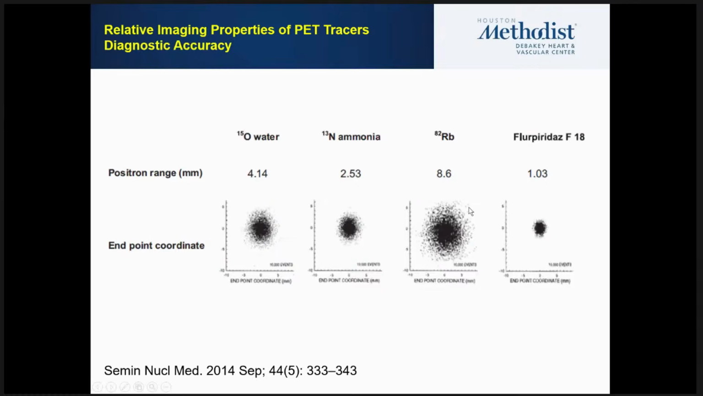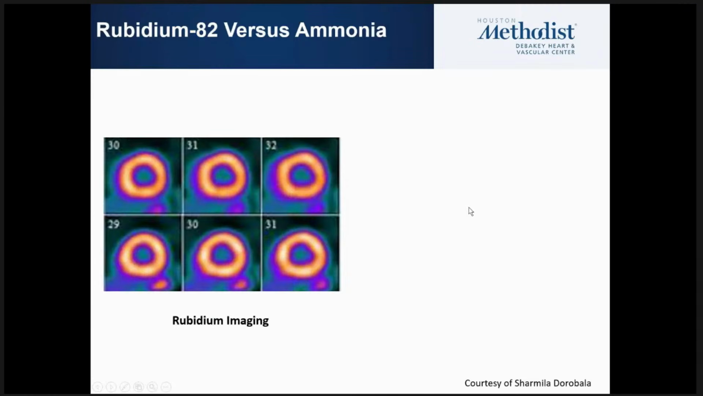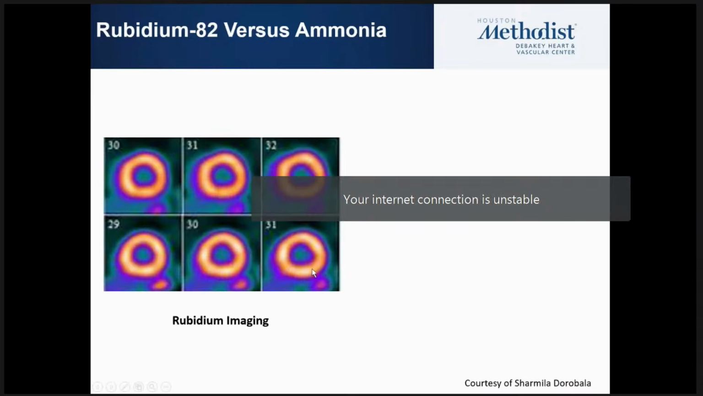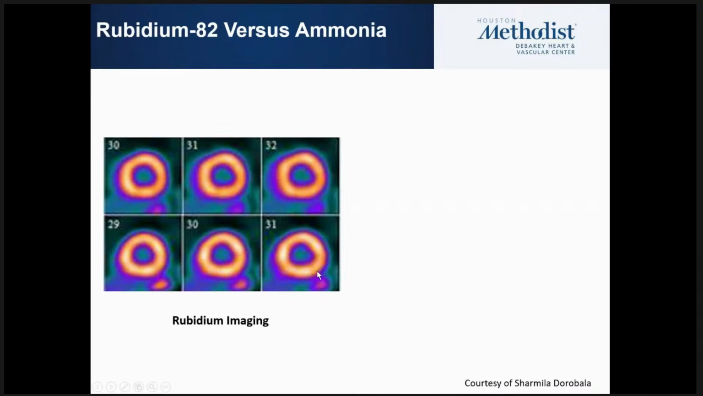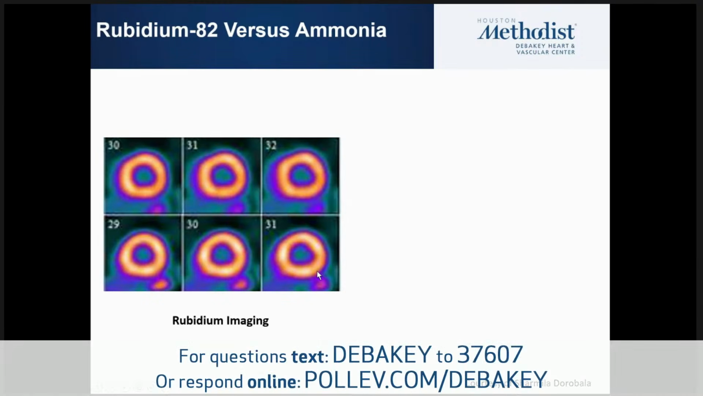I'll show you some examples of some images. So this is a nice rubidium image. It's a PET image, but the myocardium looks a little bit thicker than usual, and it gives us the impression of being relatively a little bit blurred. This is now ammonia, and you can see that the images look a little bit crisper here. And with ammonia, you also see the inferolateral defect, which is normal with ammonia.